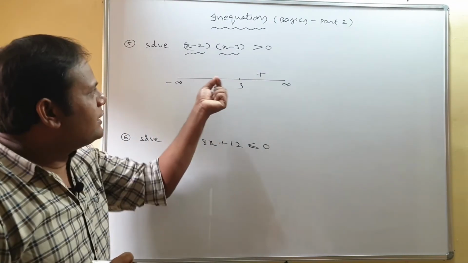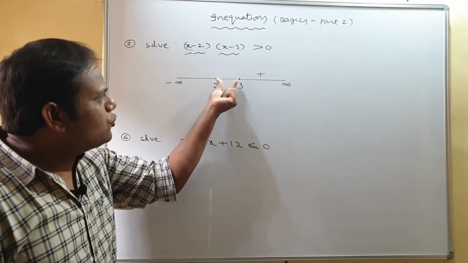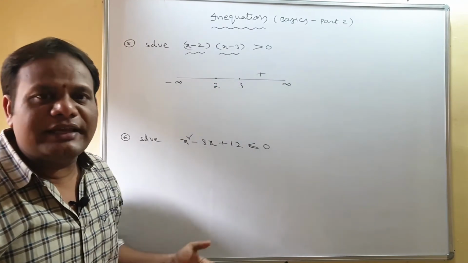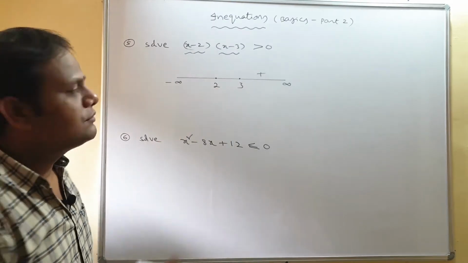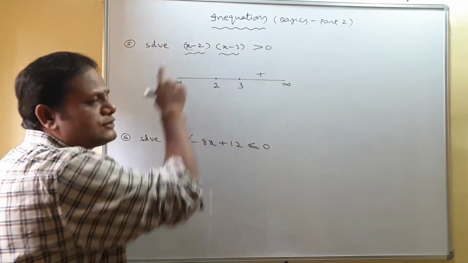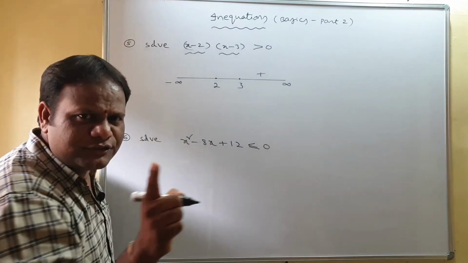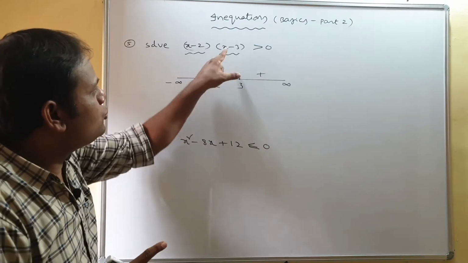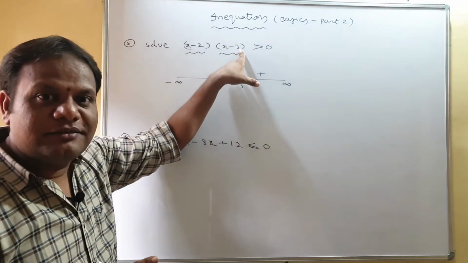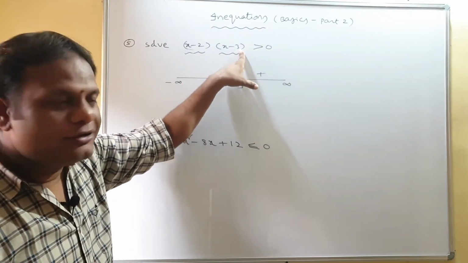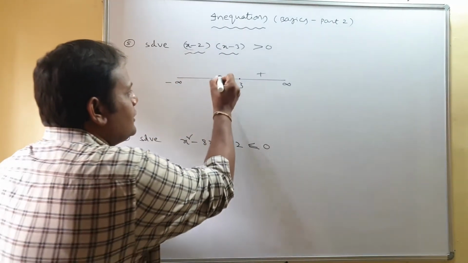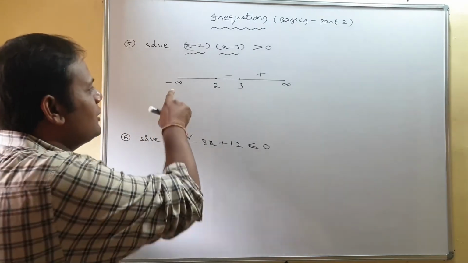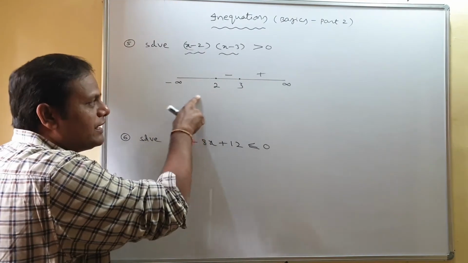Here you see that between 2 and 3, you take any number, 2.5. 2.5 minus 2, is it positive? Yes, positive. 2.5 minus 3, positive or negative? Negative. Positive into negative is negative. Now, in this interval, you take any number.